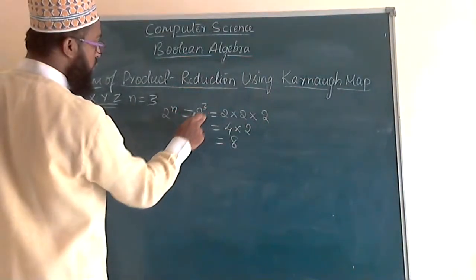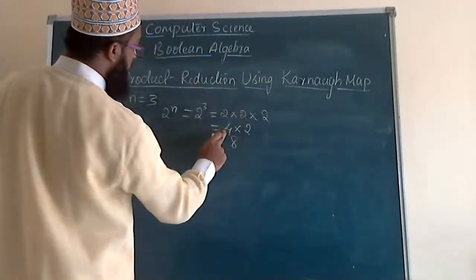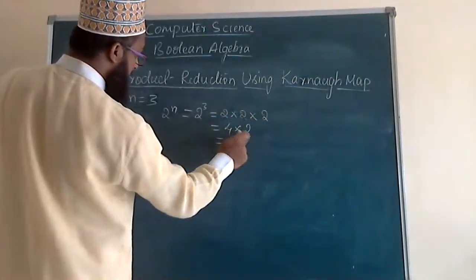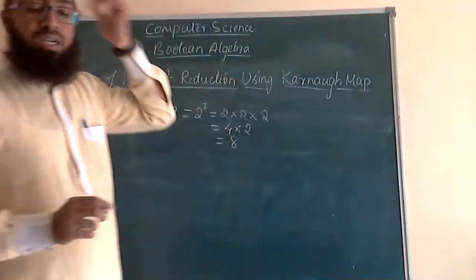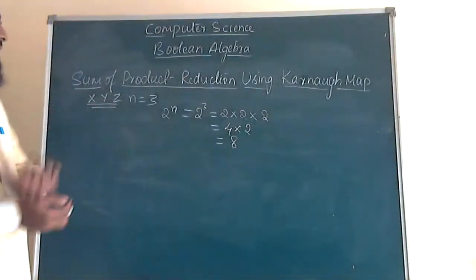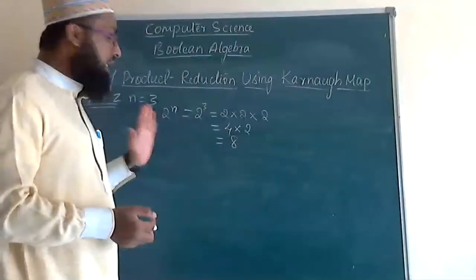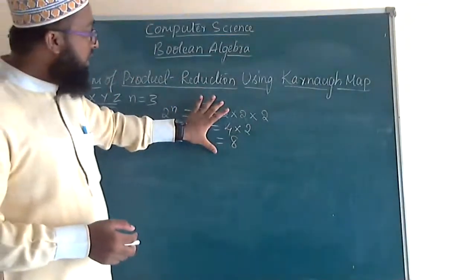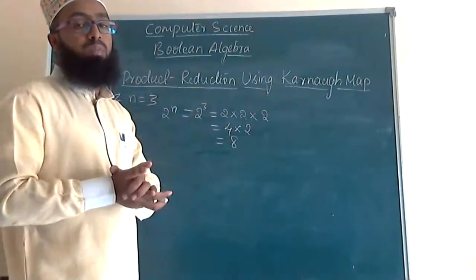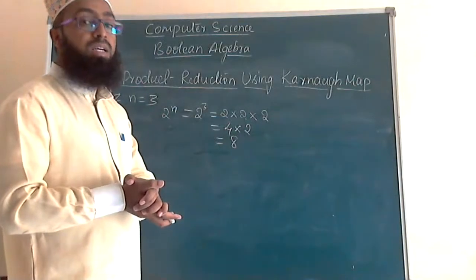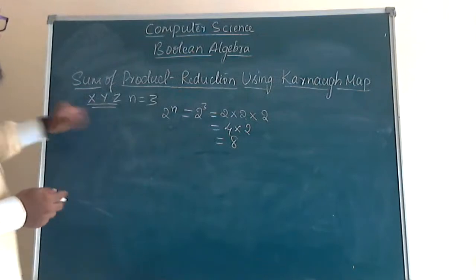In place of n, put 3. 2 cube means 2 into 2 into 2. 2 into 2 is 4, into 2, write down as it is, then 4 twos are 8. So we have to write an 8 square Karnaugh map for 3 variables. We need to remember this clearly. If we get the exact number of squares, then only can we simplify the expression into its simpler form. Now I will write the Karnaugh map for x, y, z.